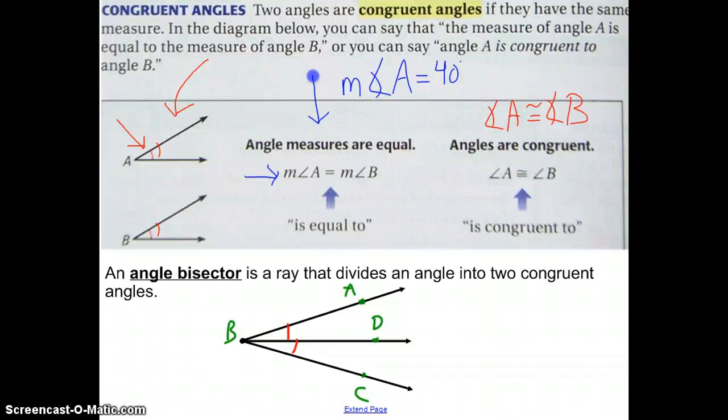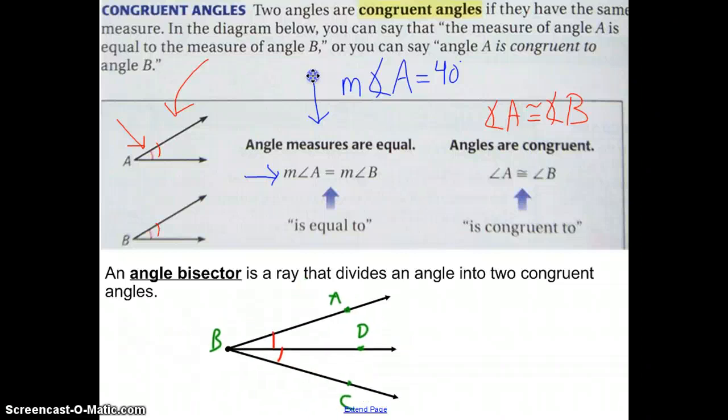The last term is this idea of an angle bisector. So we talked about a segment bisector. It was something that cut a segment in half. Well, an angle bisector is something that cuts an angle in half. Usually it's another ray cutting the angle into two congruent angles, but this is the notation. You're seeing these red congruent arcs near that vertex. So those two angles are congruent to each other, those two smaller angles.